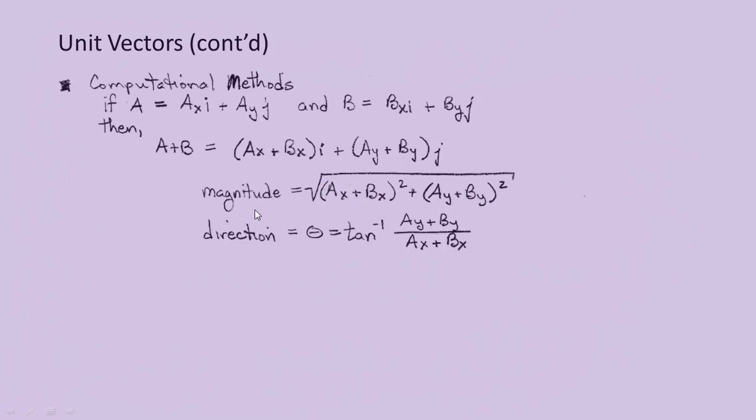give us the magnitude. Similarly, we can find the direction of this resultant vector by using the inverse tangent function. And in our numerator, we'll have a sub y plus b sub y, and we'll divide it by a sub x plus b sub x. And that inverse tangent will give us theta, the directional angle of the resultant vector.